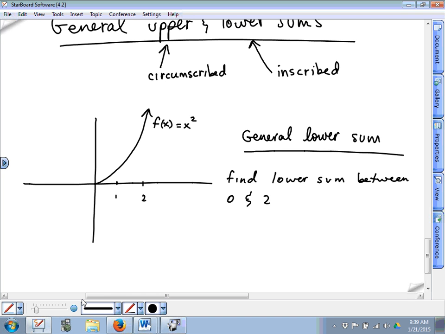Okay. Let's actually specify that using n rectangles. So instead of a specific amount, find the lower sum between 0 and 2 using n rectangles. It's under the curve, right? Yeah, inscribed under the curve. Now, you guys really got to think through this. So turn your brains on here.